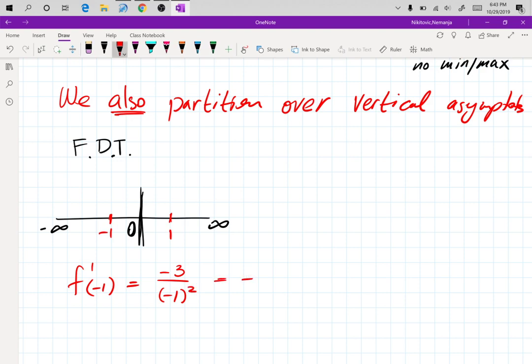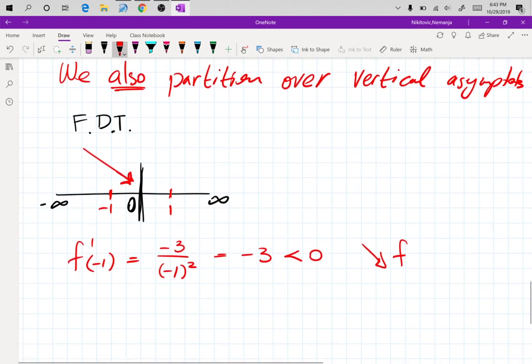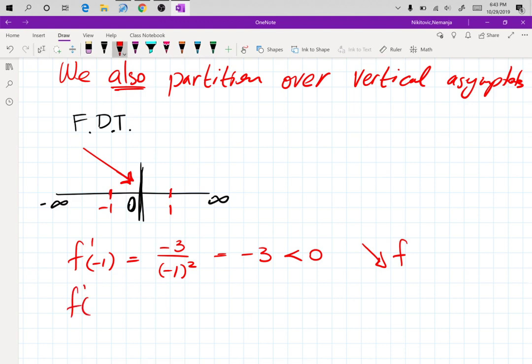And that's going to be negative 3, which is less than 0. So we have the function decreasing, right? So we draw a decrease in that part. Then we have f prime of 1, which is negative 3 over 1 squared, which is also negative 3. And we see another decrease. There is no change in increase-decrease, which means there is no min and max at all.